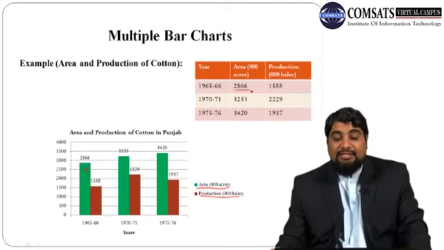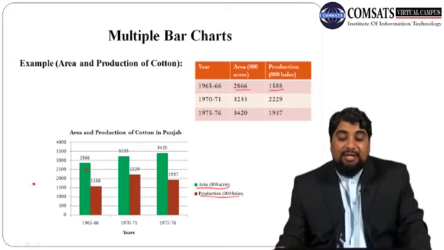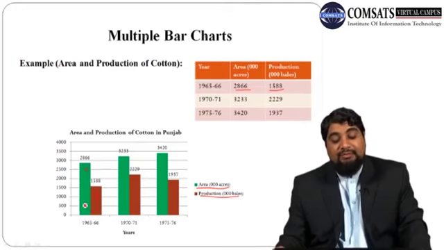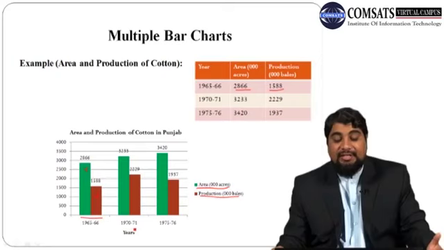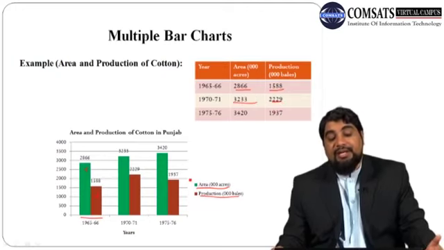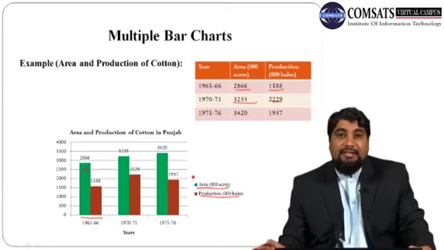So the height is equal to 2866, and the production in the same year is 1588. So you can see that we have two bars now for the same year. This is called a multiple bar chart. Similarly, for 1970 to 71 we have two bars with corresponding frequencies, and for 75 to 76 we have the data. So you can construct these graphs by hand as well.